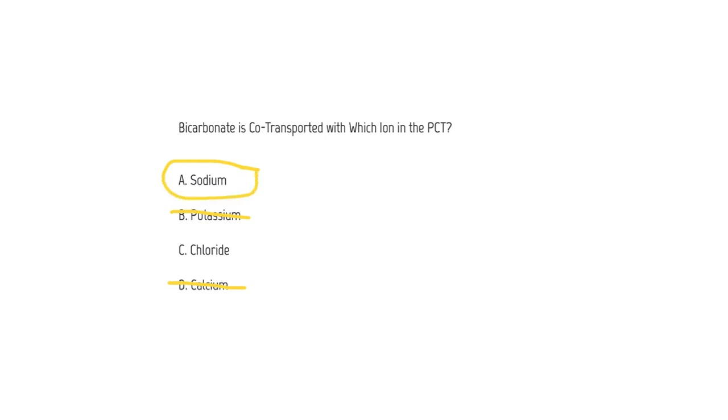Remember that in our intercalated cells, that's when we're going to use chloride as a co-transporter, and that's why we have those special channels for them. But in our PCT, that's where bicarb is going to leave the cell, going into the blood with sodium and bicarb.